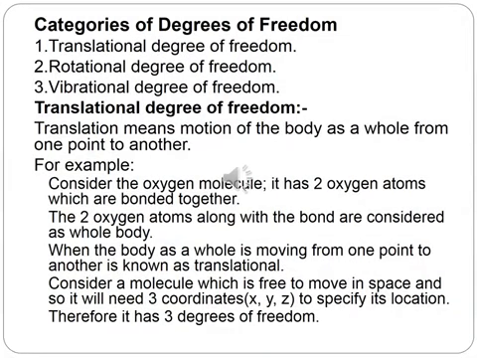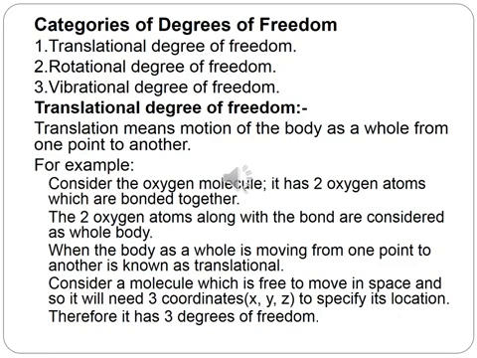Let us see what are the categories of degrees of freedom. There are three types of degrees of freedom. First one is translational degree of freedom. Second one is rotational degree of freedom. And third one is vibrational degree of freedom. First, translational degree of freedom means motion of a body as a whole from one point to another.